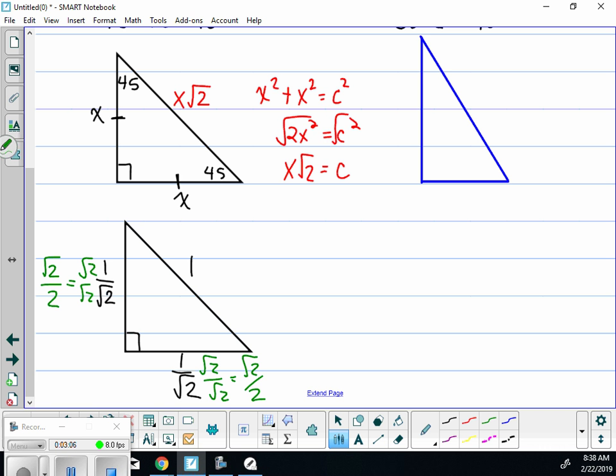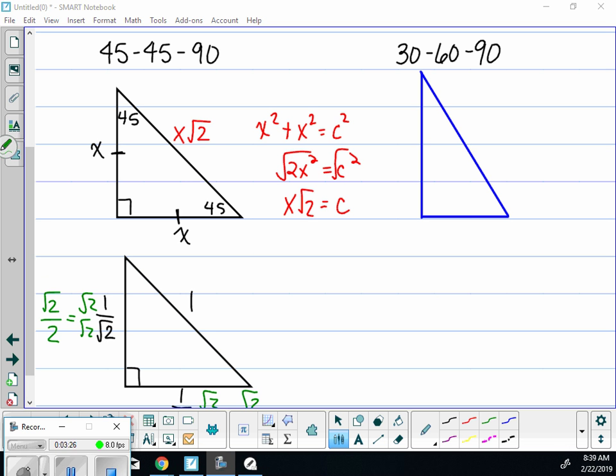Now, for today, what we're going to do is practice just, if you know a side length or a leg length, to get the hypotenuse length, you multiply by the square root of 2. If you know the hypotenuse, you divide by the square root of 2 to get the leg length. Okay.